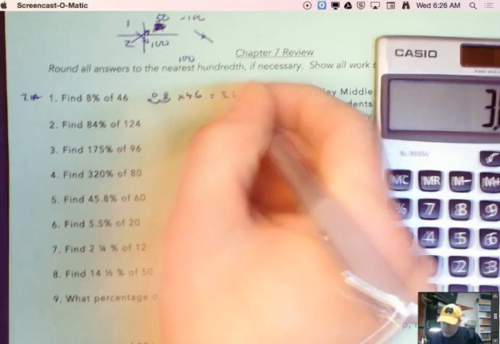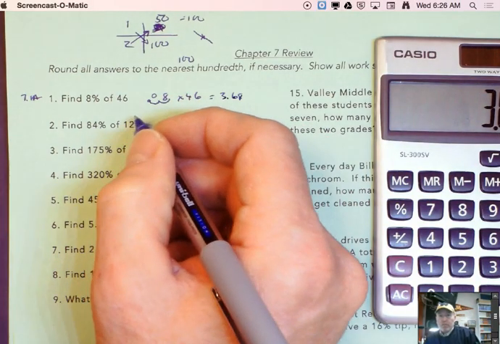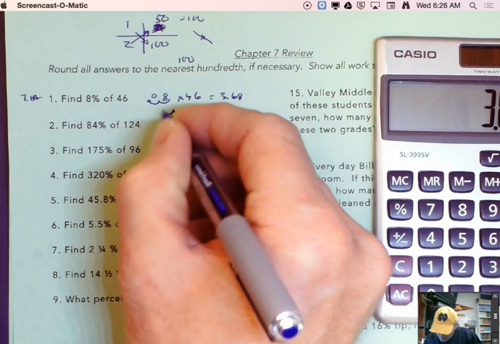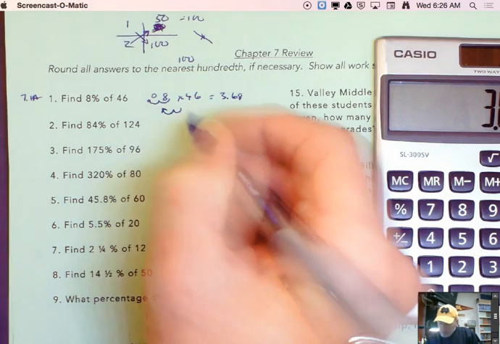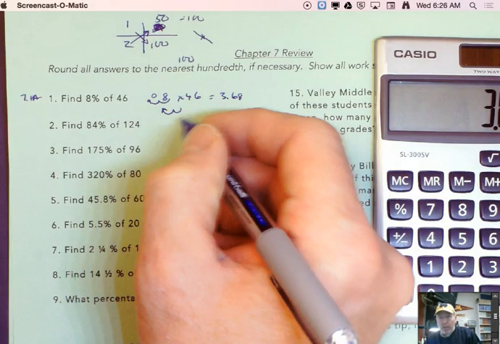The rule for 7.1a is if you want to find out what the percentage of something is, you take that percentage and move the decimal 2 spots to the left, you're dividing by 100. When you do that, no matter where the decimal is, you move it 2 places to the left, and then you can just pop it right into the calculator.